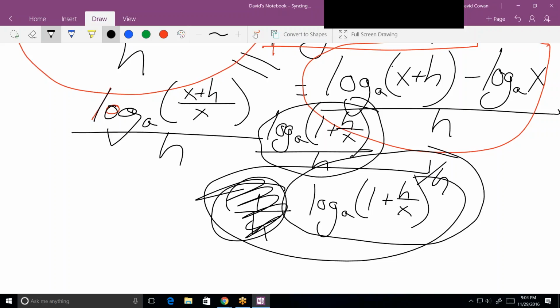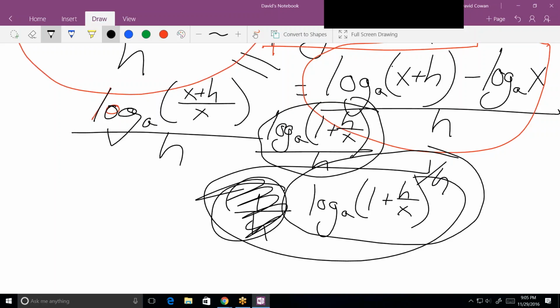And again, h can't be 0 because you cannot divide by 0. Regardless of where the h is, if I leave the h as a denominator, it can't be 0. If I take it and make it an exponent, it's still 1 over h, so it still can't be 0. So you still have the domain restriction that h cannot be 0. But what you've just done is the first step of differential calculus.